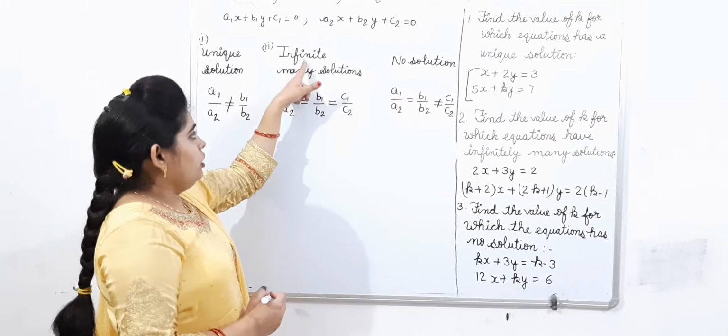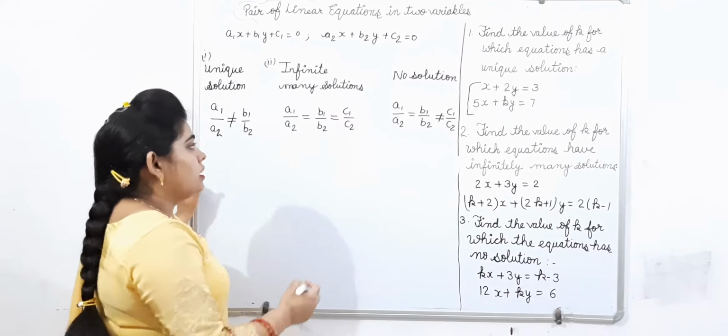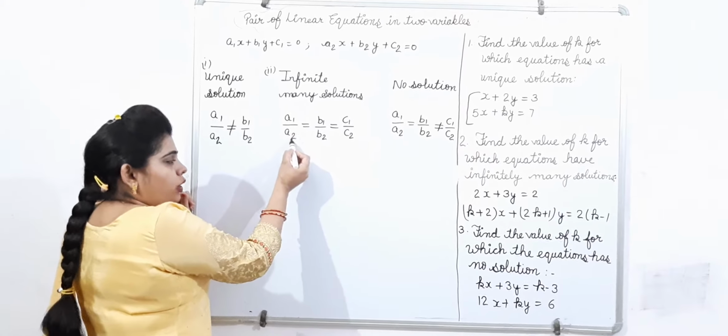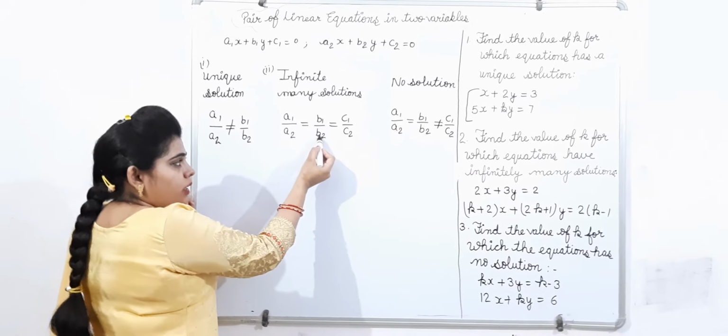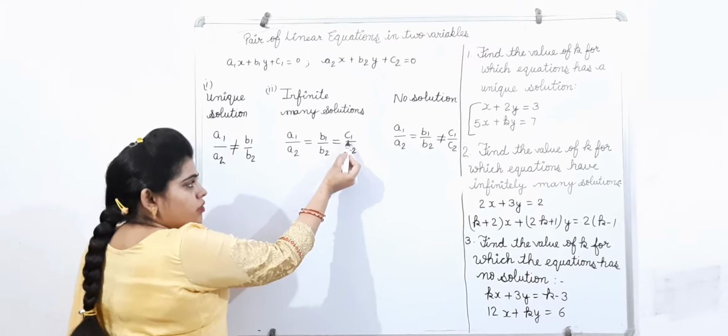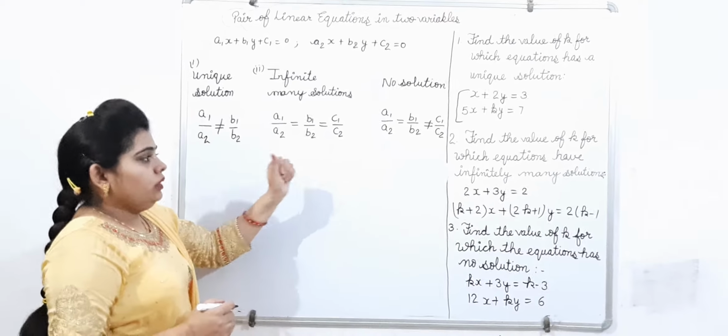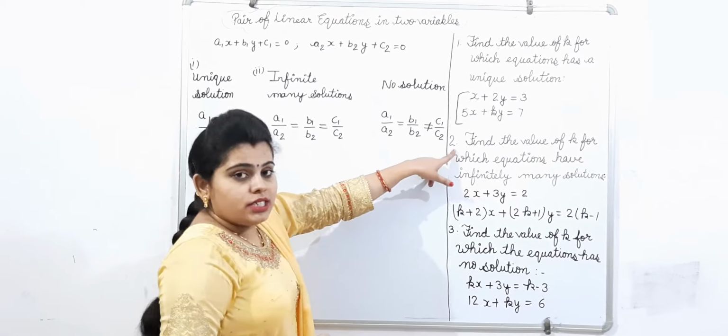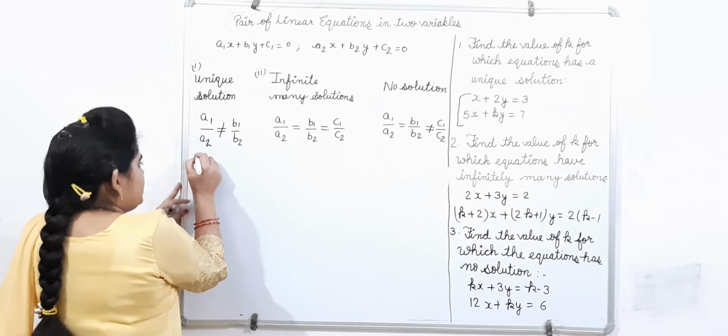Second condition, infinitely many solutions. The condition is a1 by a2 is equal to b1 by b2 is equal to c1 by c2. If this condition holds, then the equations will have infinitely many solutions. On this result, we have to solve the second question. Find the value of k for which these equations have infinitely many solutions.